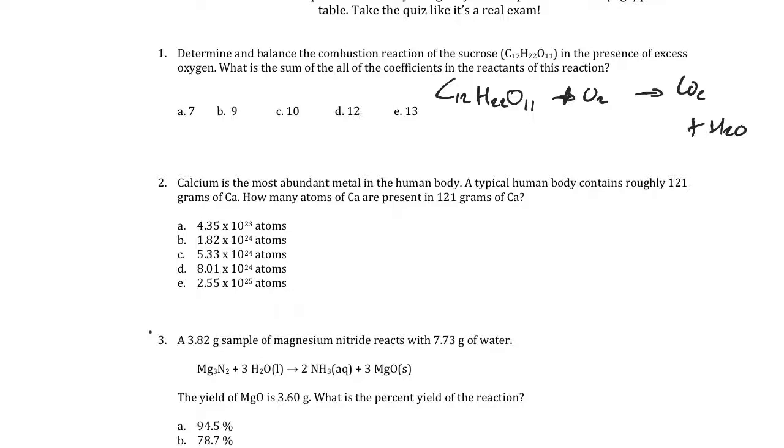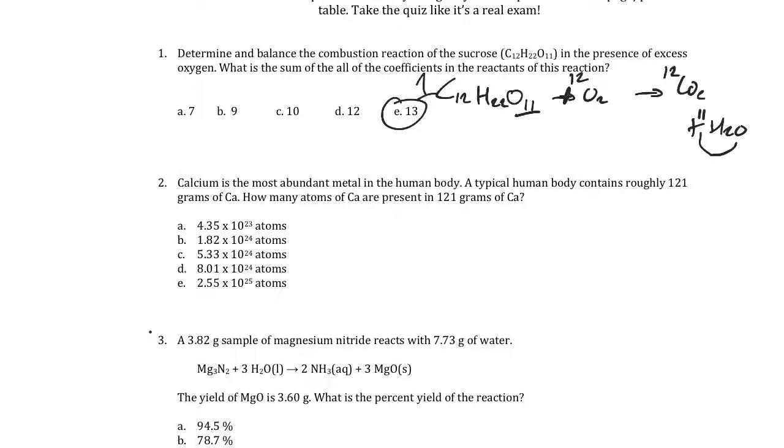We're going to have 11 waters, so that gives us 22 hydrogens. We're then going to have 12 CO2s. We're going to perhaps picture the 11 oxygens come from here, and then we have a 12 in front of the O2, so the coefficients should sum up to 13.